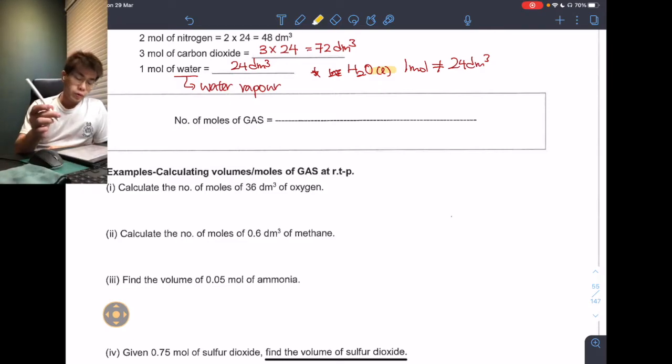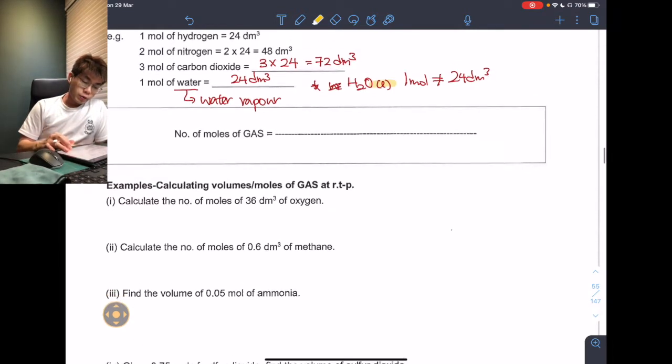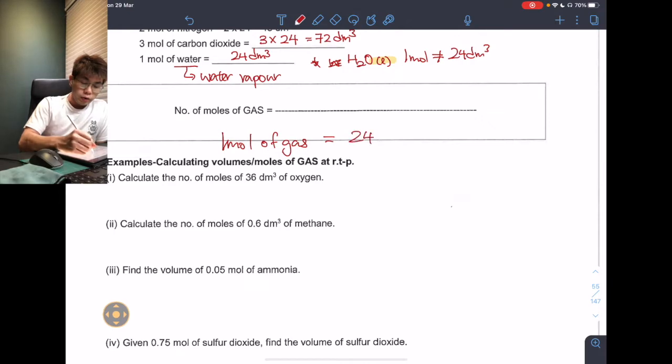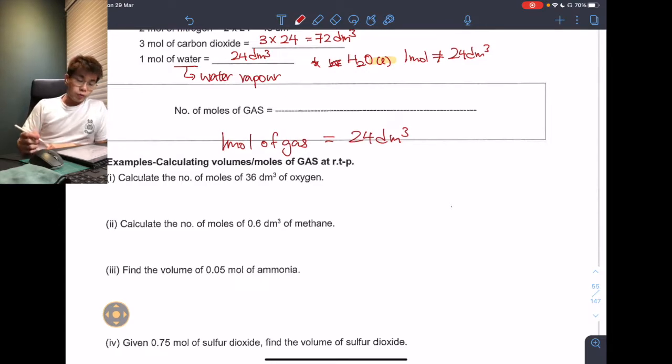Right, so we are back with molar volume and now we are going to practice some questions. Before we practice the questions, let's go through the formula again. Molar volume states that for every 1 mole of gas, must be a gas, is equal to 24 dm cube. So that is what molar volume is.